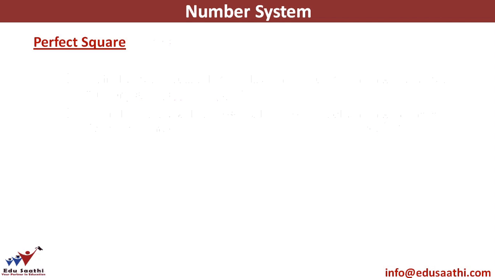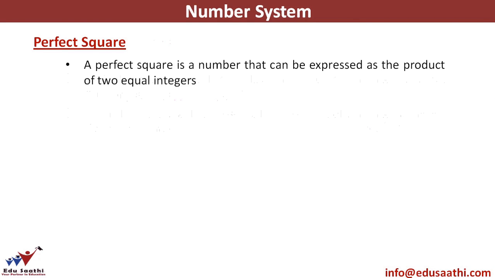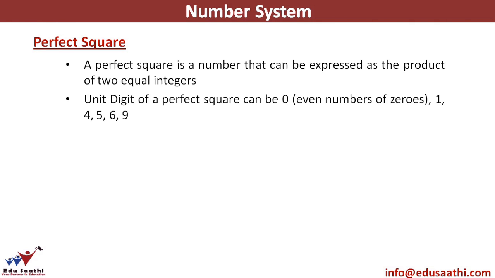Perfect square. A number is a perfect square if it can be expressed as a product of two equal integers. So if a number can be expressed as a product of two equal integers, that kind of number is known as a perfect square. If I look at the case of 4, what is it? 2 into 2. 9, 3 into 3. 16, 4 into 4. 25, 5 into 5. All these numbers which can be expressed as a product of two equal integers are known as perfect squares.